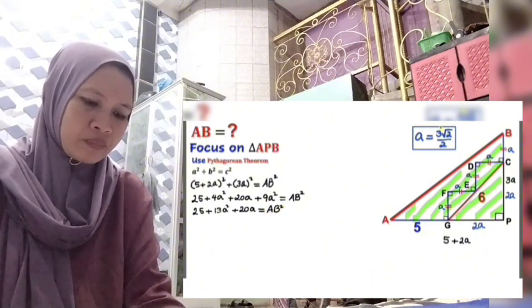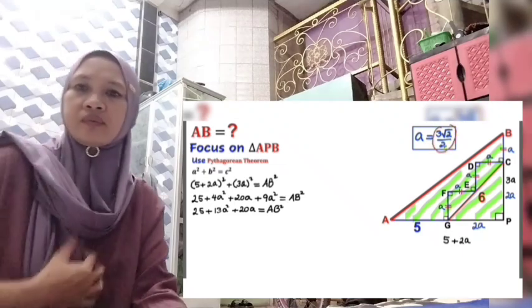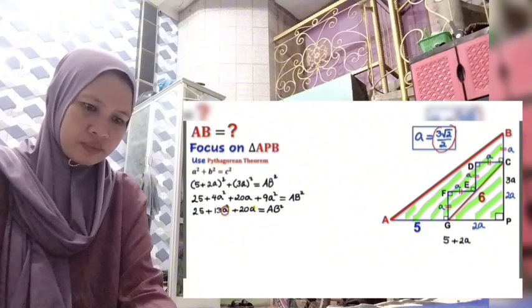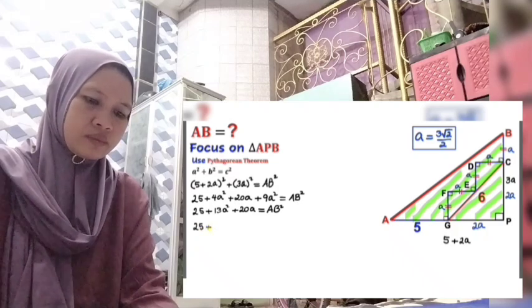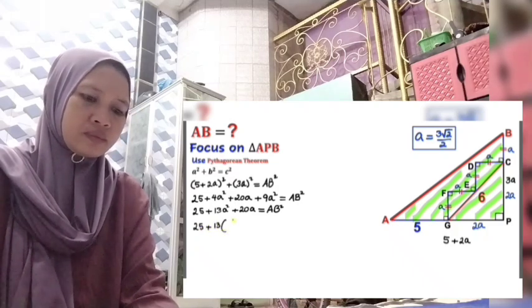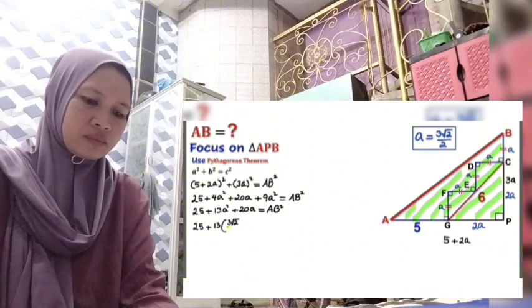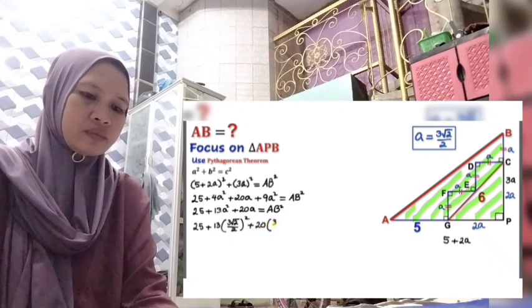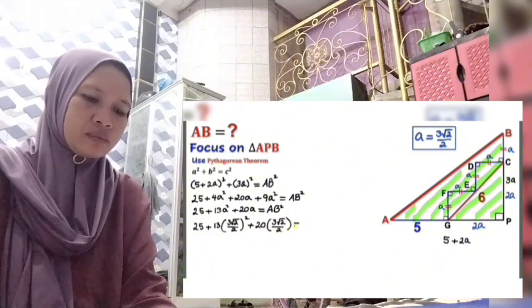And now we know that our lowercase a value is 3 times square root of 2 divided by 2. I am going to substitute that value over here, as you can see. So therefore we can write 25 plus 13 times (3 times square root of 2 divided by 2) whole square, plus likewise 20 times (3 times square root of 2 divided by 2), is going to be equal to AB square.